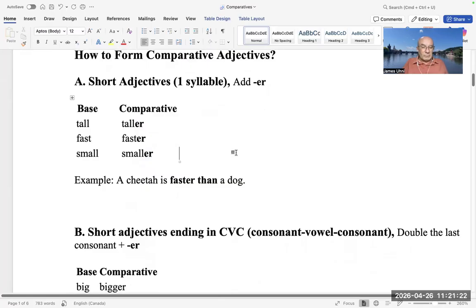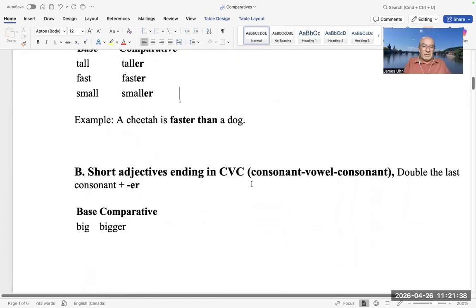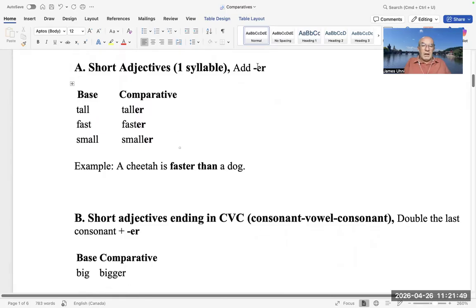I know that it sounds like it is something that you don't need to learn, but you need it in terms of spelling. And now it shows exactly what I mean. Here is another example. A cheetah is faster than a dog. So we added only er. Tall, er. Fast, er. Small, er. Smaller, faster, taller.